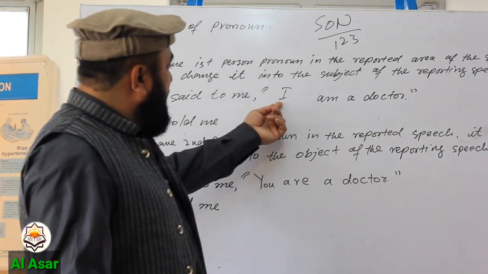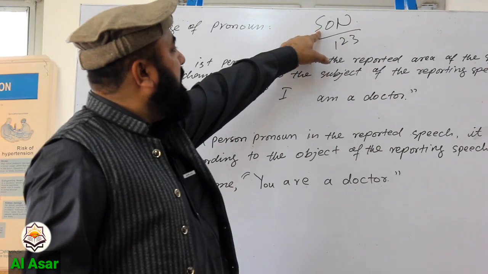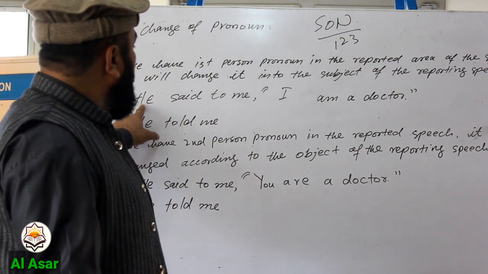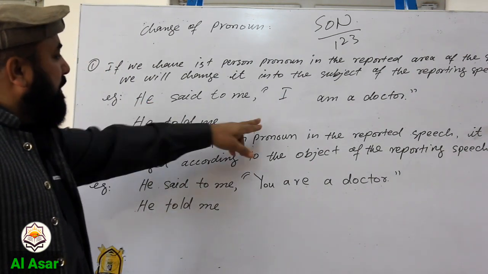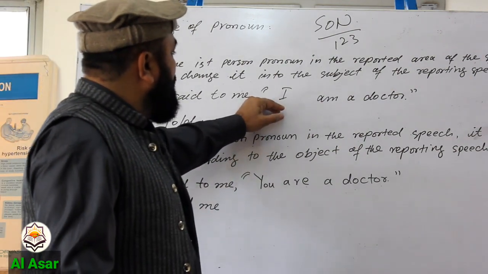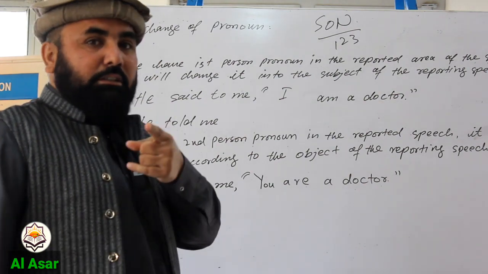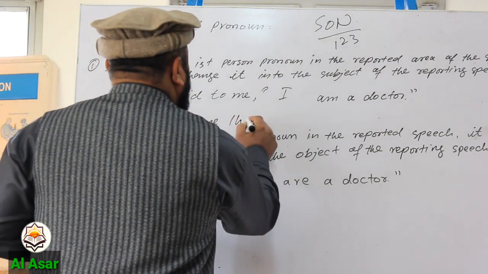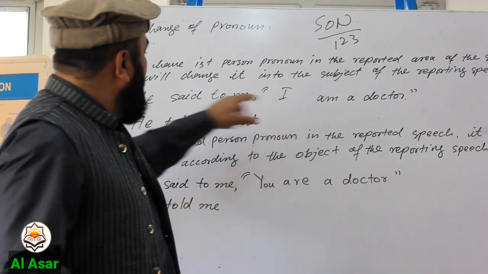Now, how to change first person pronoun? Look, it will be changed according to the subject of the reporting speech. What is the subject? Here, he is the subject of the reporting speech. So it will become he. And the next thing that you are to do is to omit commas. And for that purpose, you will use that. To omit commas. Now look, it will become he.